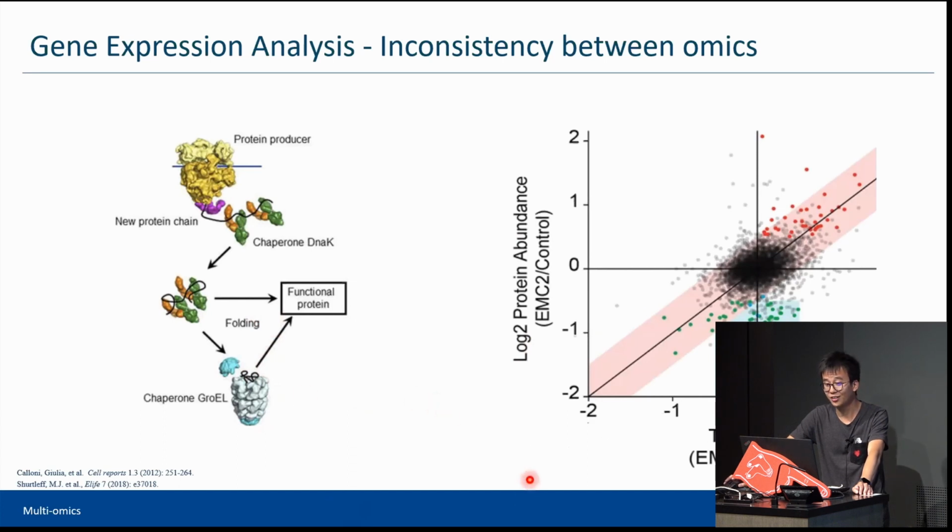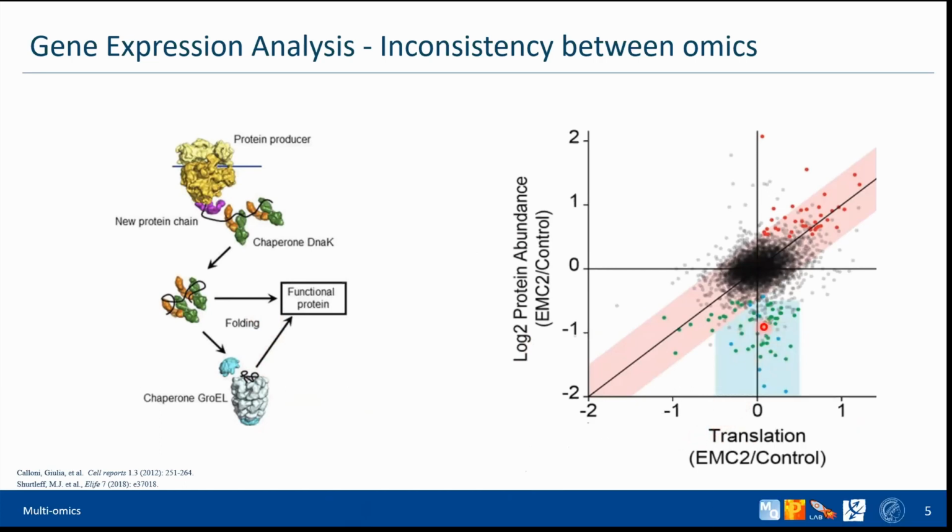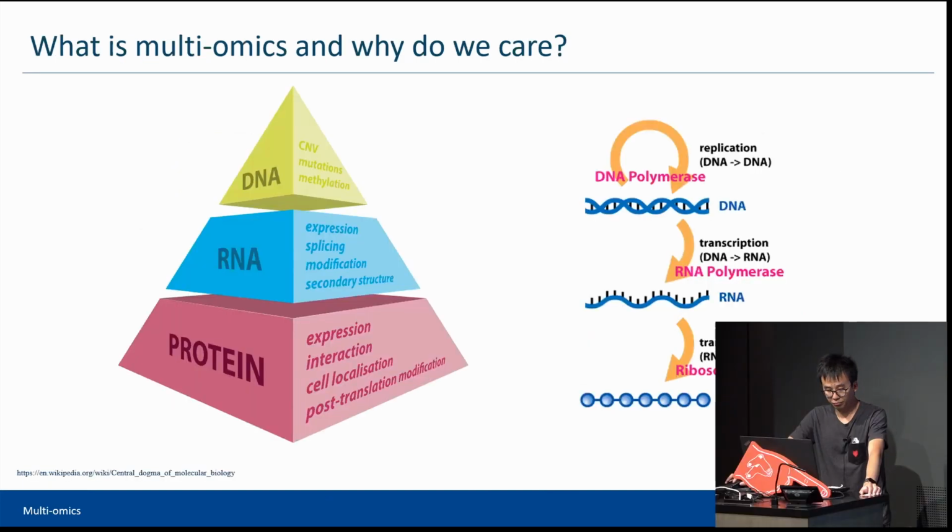So in this study, they knock out the chaperone protein. So you can see here, the expression levels of several proteins are significantly lower, and the correlation is not so nice. So from here, you might think that proteomics is very good. It's much better than other omics, but for proteomics, we still need the support from other omics, and they're better together.